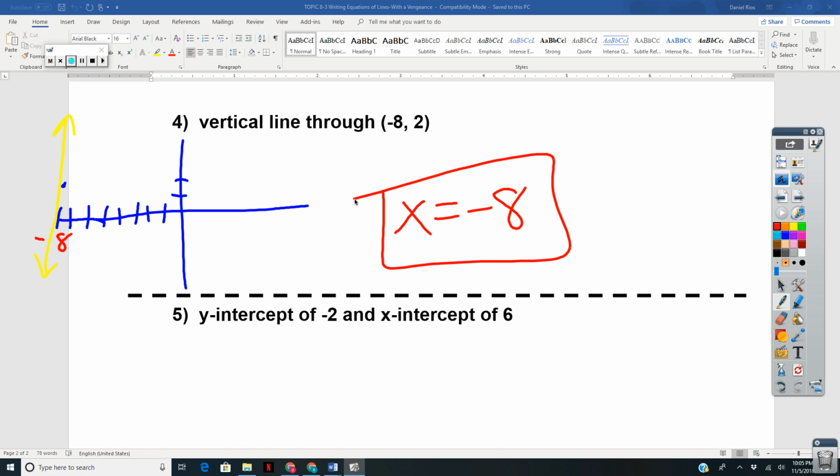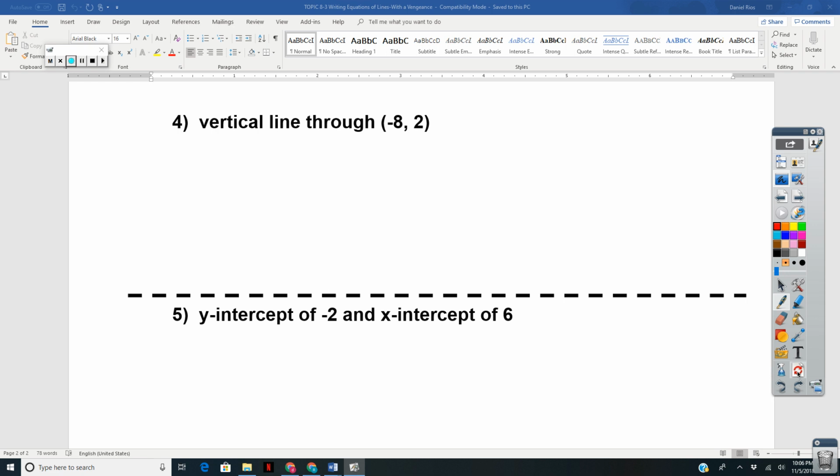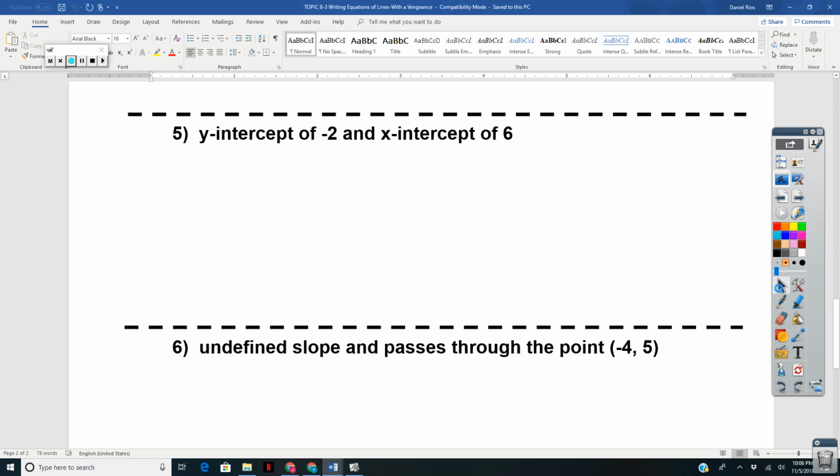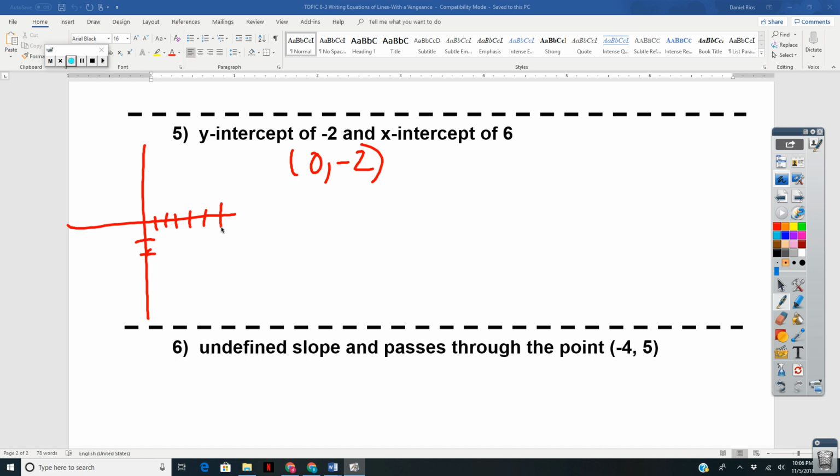Alright, let's go on to number 5. For number 5, the y-intercept of -2. Again, visualize, put them on a graph. Y-intercept of -2 is right here, so that's actually the point 0, -2. And then x-intercept of 6, 1, 2, 3, 4, 5, 6. That means it's touching right there, so that's 6, 0.